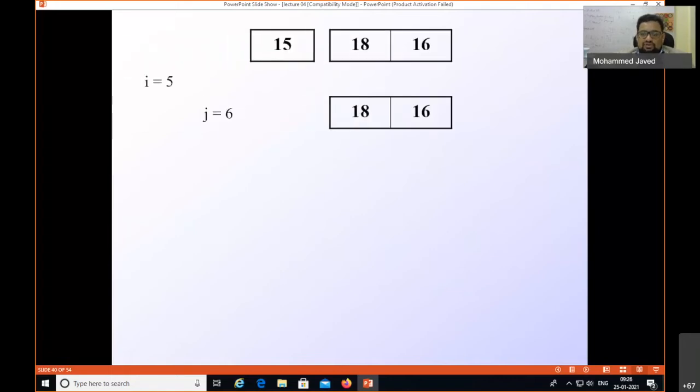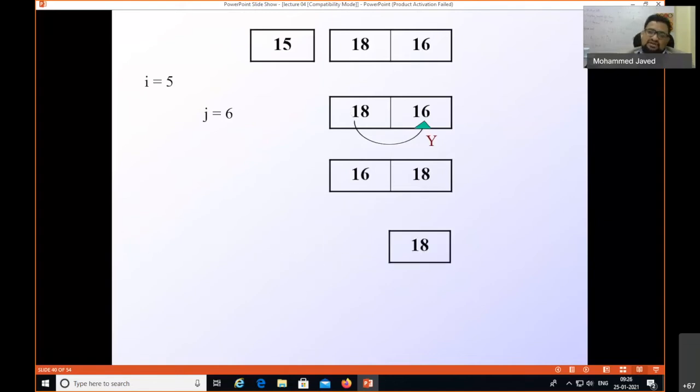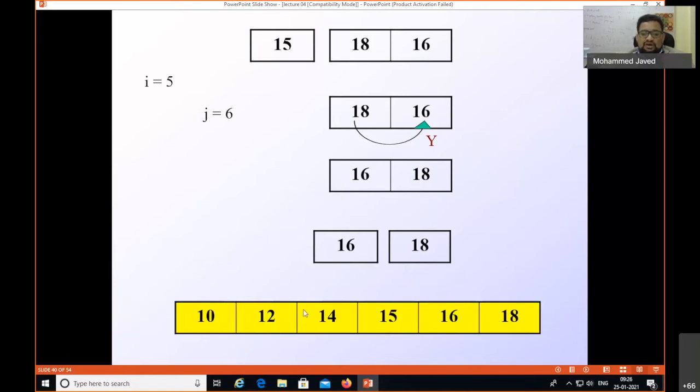Okay, so now remaining is 18 and 16. So now here, is 16 smaller than 18? Yes. So now swapping will take place, and now 16 and 18 will be there, and remaining is 18. So 18 is the largest element in this particular six element array. So here we got 16, 18. And now we had already got 10, 12, 14, 15, 16 and 18. So this is how the sorting algorithm works.